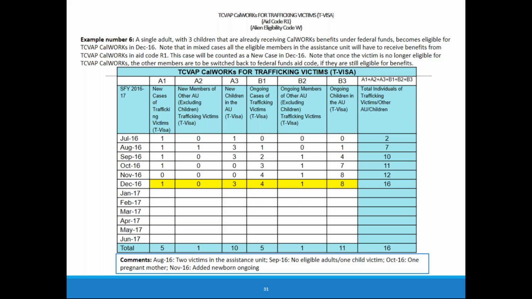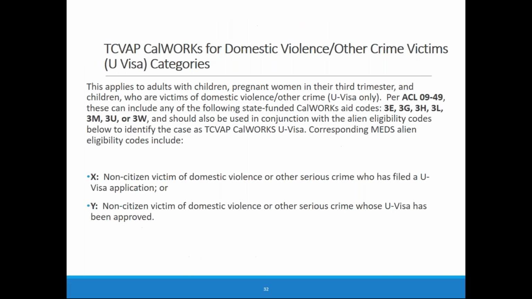On column B2, enter one, that totals the number of other ongoing members living in the assistance unit from previous months. And on column B3, enter three, that totals the number of ongoing children living in the assistance unit from previous months. And I'm going to turn the microphone to Julia for the next category. Thank you.